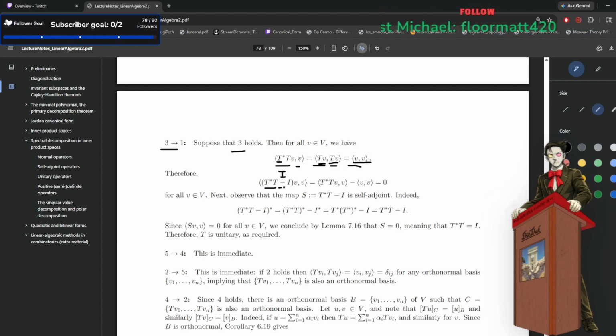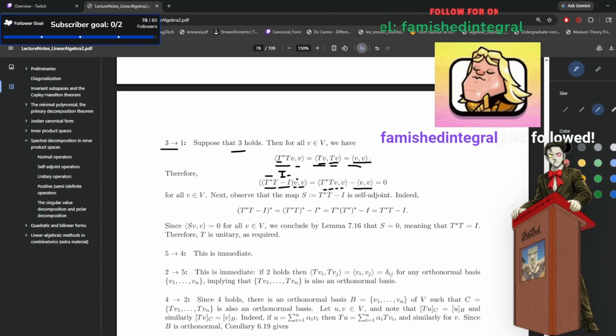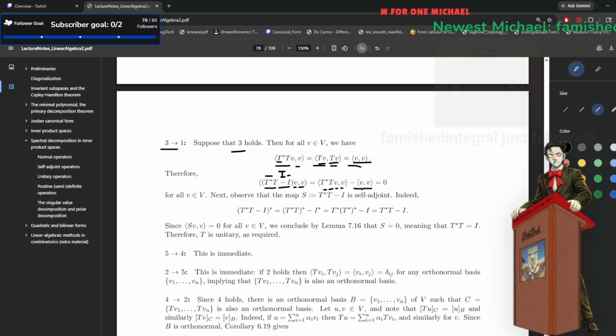So T*T minus I, 0 in this case. <(T*T - I)v, v> is <T*Tv, v> minus <v, v>, i.e., you multiply this one and this one by v, you get <T*Tv - Iv, v>, get that on the inside, and because of linearity, we're able to split it up, and we're able to move it to 0.